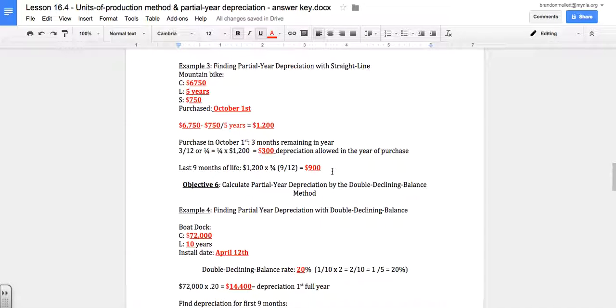So, what we did again here is we found out how much it depreciates in a year. We figured out that it was purchased on October 1st. There's 3 months remaining. We had to figure out the amount of depreciation for the end of the year that was purchased. We turned that into a fraction, 3 out of 12 months. Reduced it, we got $300.